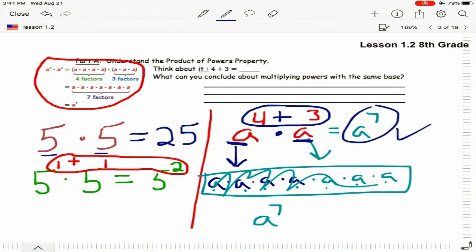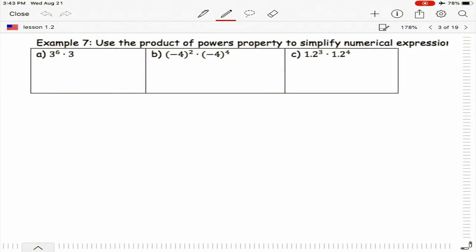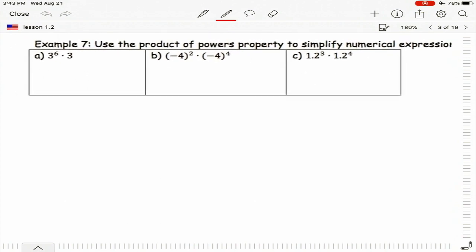So what can you conclude about multiplying powers with the same bases? When you multiply powers with the same bases, you're going to add the exponents. Please understand that the bases have to be the same. Always read the directions because we might be doing more work than we have to. The directions: use the product of powers property to simplify numerical expressions. The end got cut off. So here we're just going to write our answer as an exponent. We don't need to solve it afterwards, which is good.